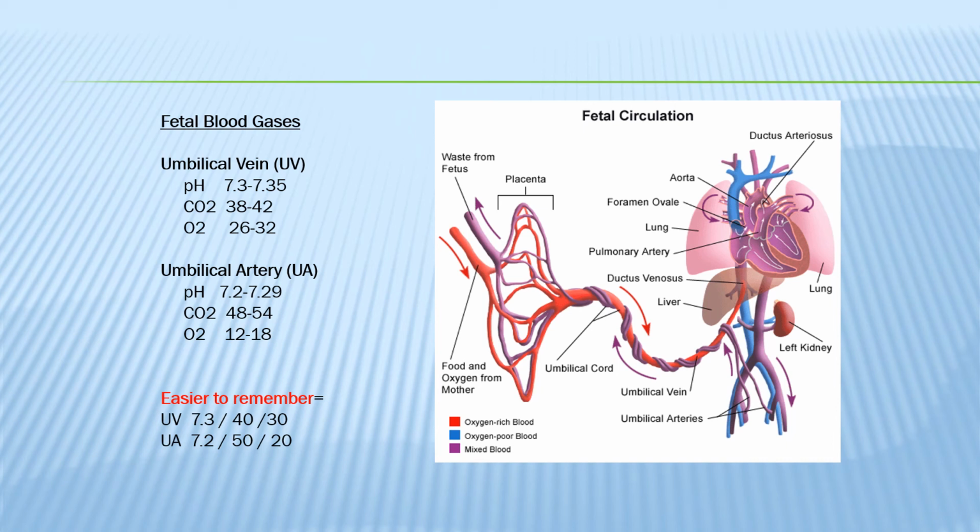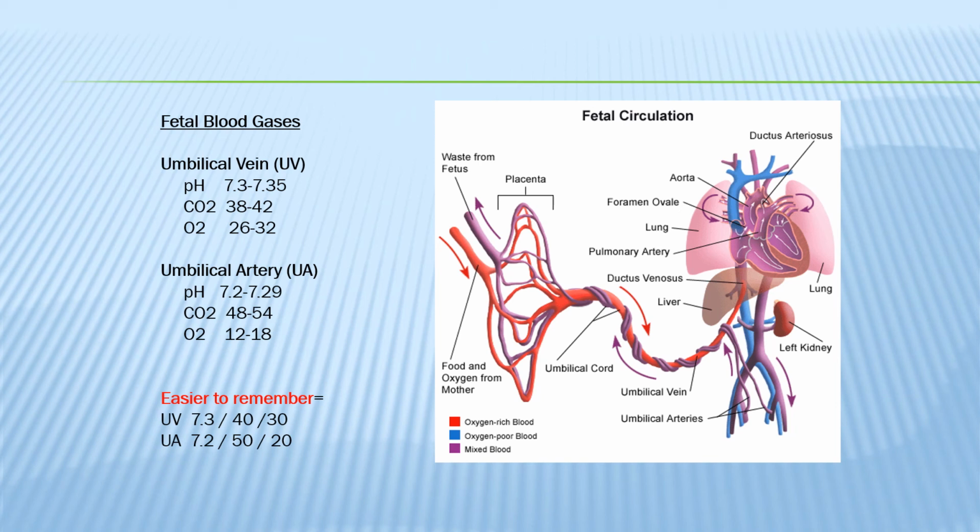Now, the umbilical artery: notice your pH is 7.2 to 7.29, your CO2 is 48 to 54, and your PO2 is down to 12 to 18. Again, to make this easy, I remember CO2 around 50 and PO2 around 20. So the umbilical vein is the higher oxygen content with a PO2 around 30.